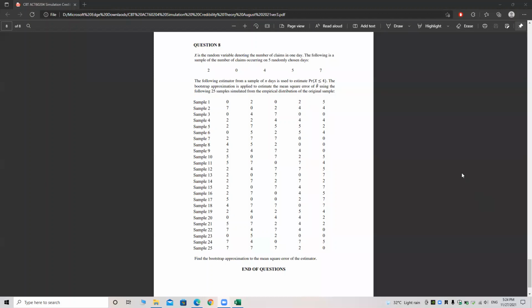So this question is about Bootstrap Approximation, which is the last chapter of simulation. Bootstrap Approximation is applying random sampling with replacement and falls under the broader class of resampling methods. In this question, the sample given is the number of claims occurring on 5 randomly chosen days, which are 2, 0, 4, 5, and 7. There are also 25 resampling samples simulated below from the original sample. You can see that some of them are repeating in each sample. For example, for sample 1, 0 and 2 are repeated. And there are a lot more below.